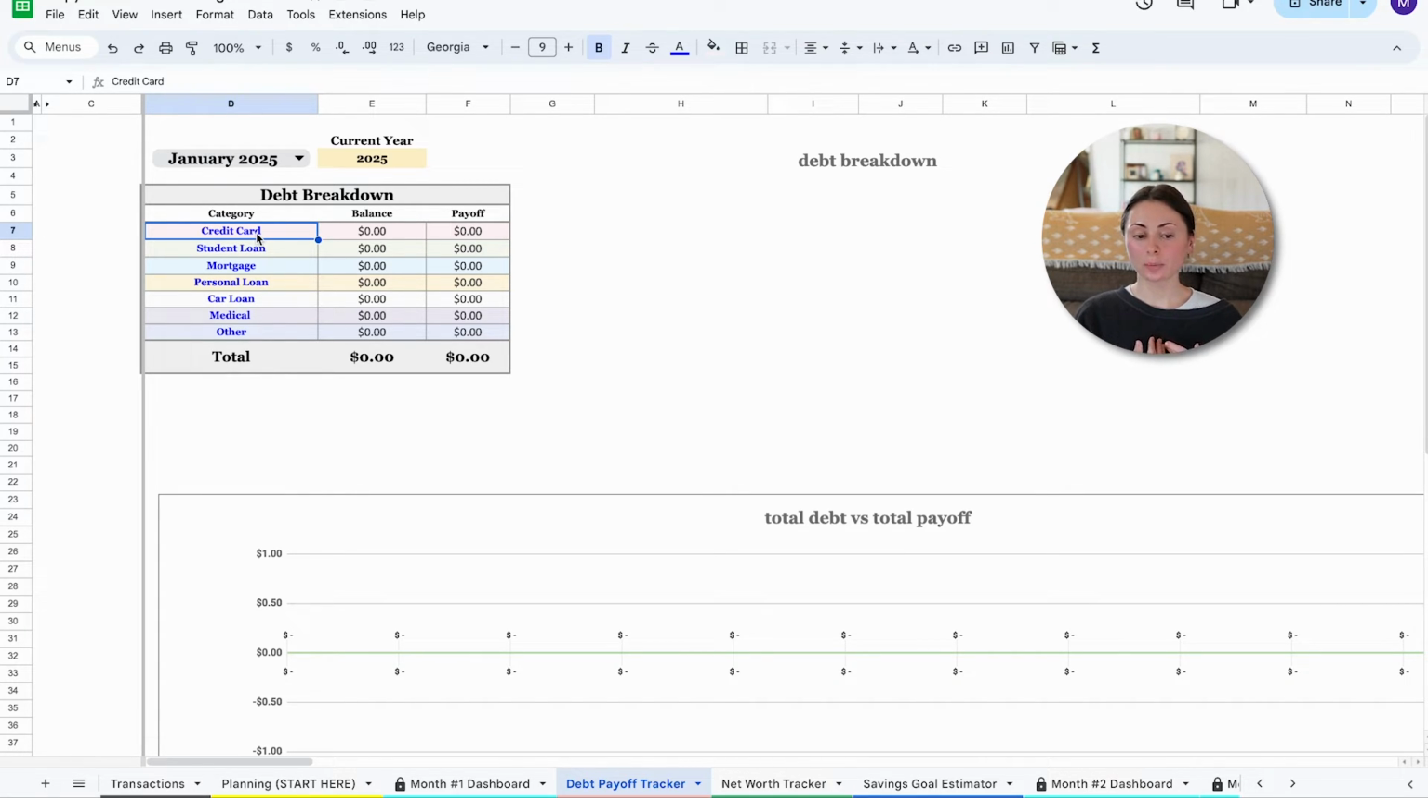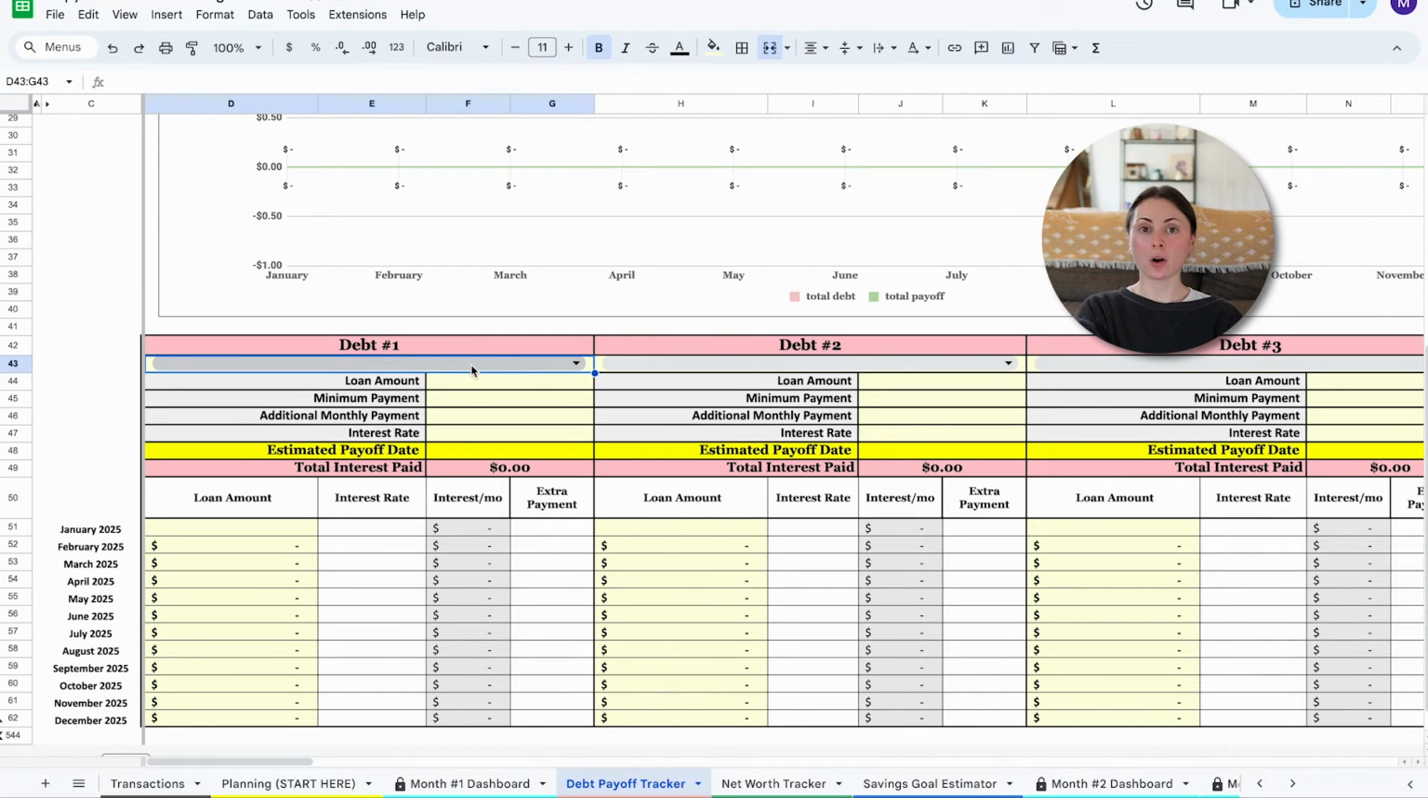I only have a student loan, but for the sake of this example, I'm going to pretend I have credit card debt. So now I'm going to start filling out all of my debts.